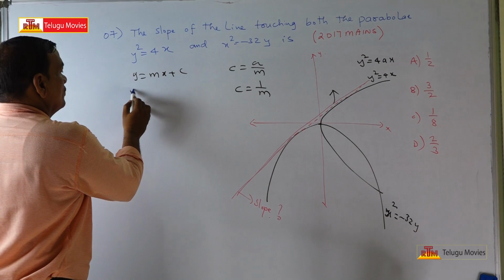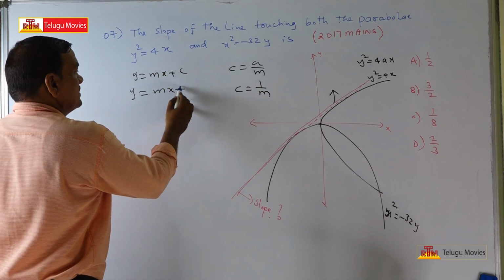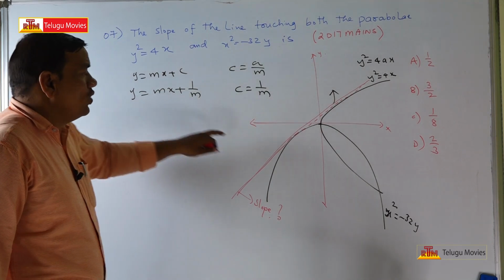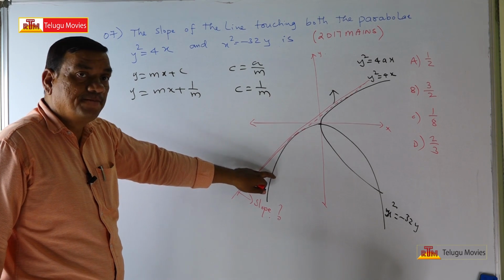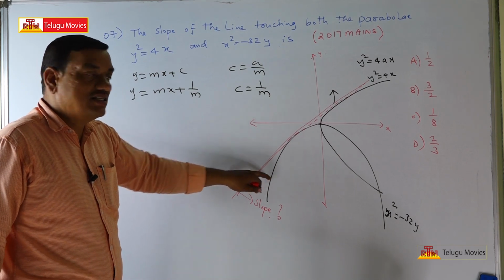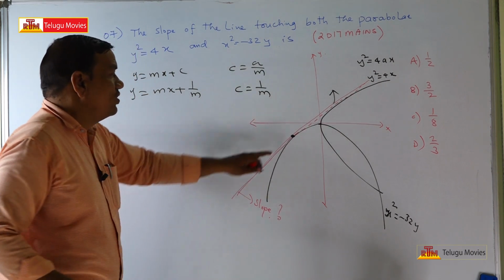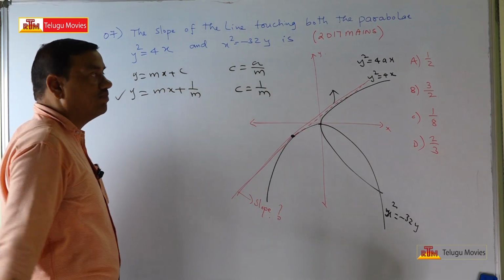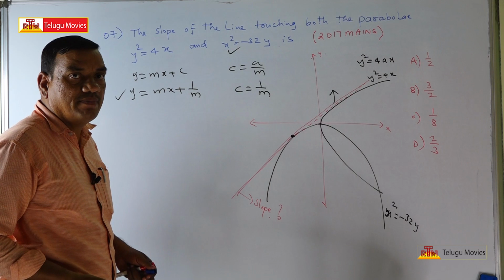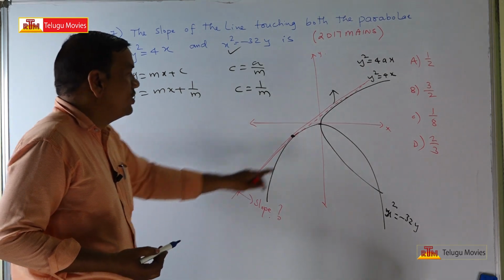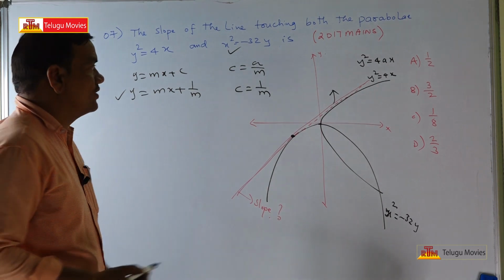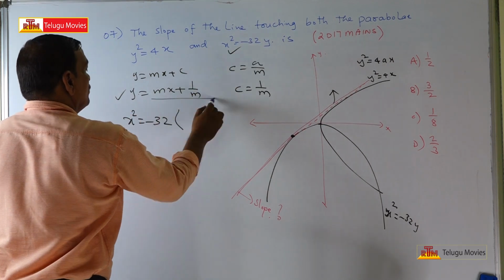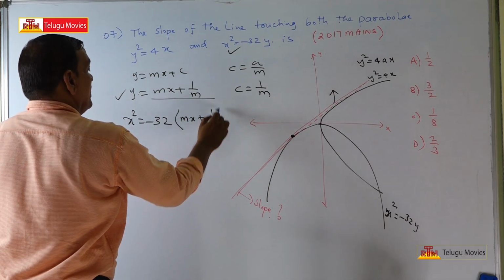Therefore, the equation of the tangent is y = mx + c, where c is 1/m. This line also touches the second parabola. That means if you want to find the common point, you have to solve these two equations, the equation of the line and the equation of the second parabola. If you solve those two equations, you will get the point of contact. So take x² = -32y, and in place of y substitute mx + 1/m.